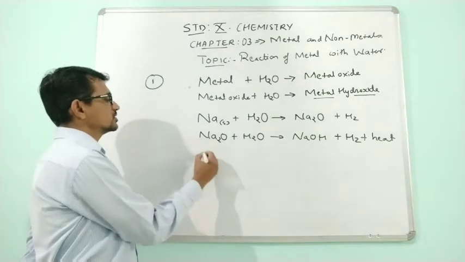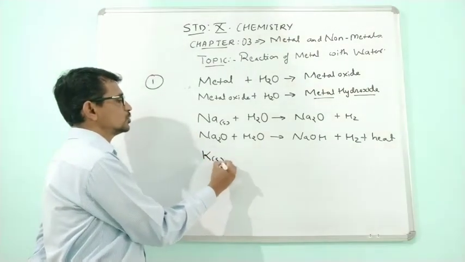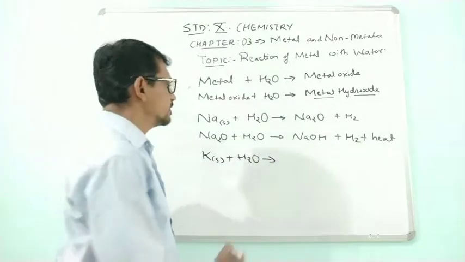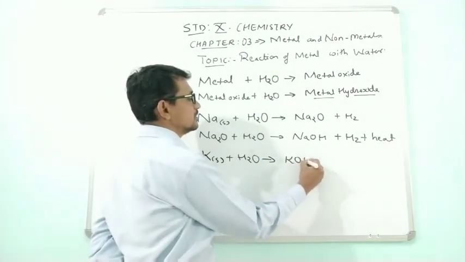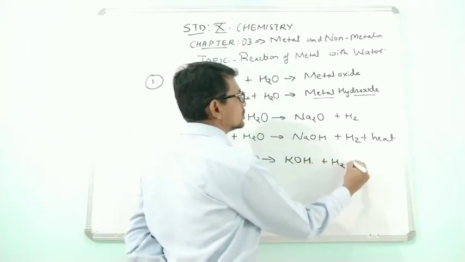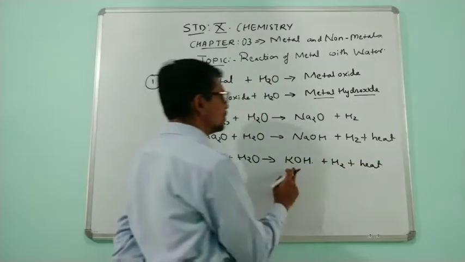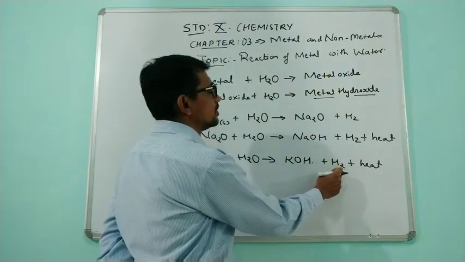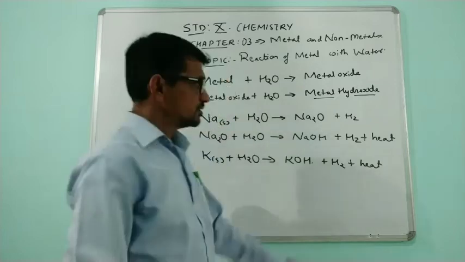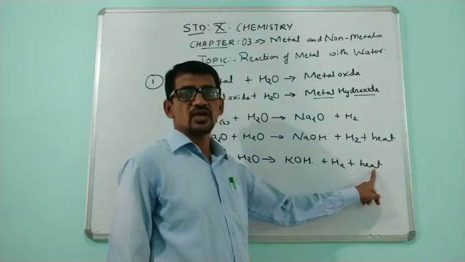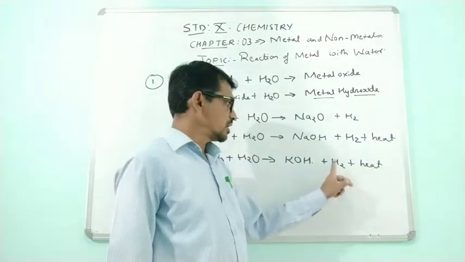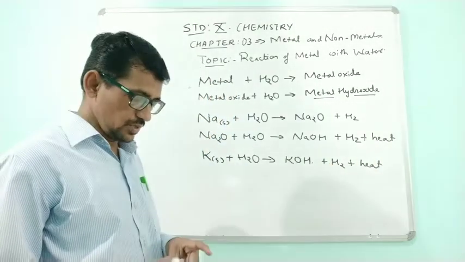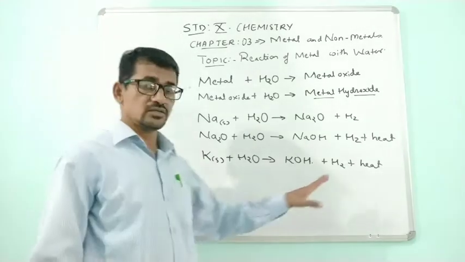Similarly, in one step we write the reaction of potassium. Suppose potassium metal reacts with water, so it gives potassium hydroxide plus H2 plus heat. The final product will be what? Instead of oxide, it is now converted to hydroxide. Hydrogen gas is evolved, and the heat evolved is very high. That's why hydrogen reacts with this heat and an explosion takes place. So it is very risky.